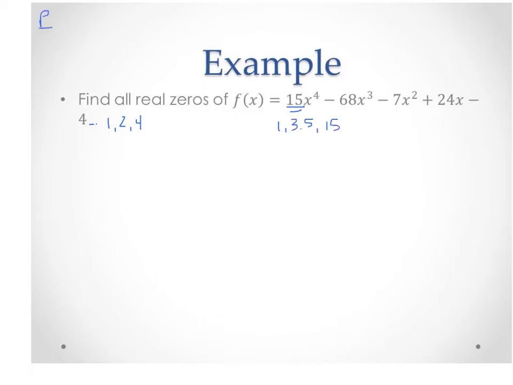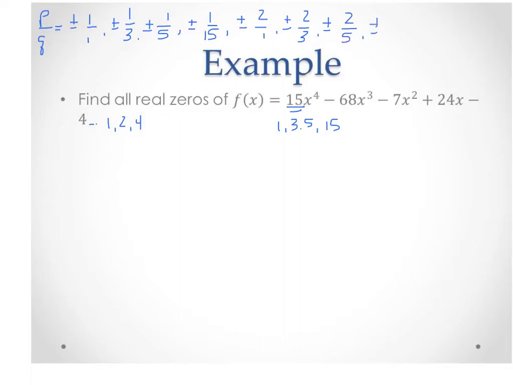So when you do p over q, you get plus or minus 1 over 1, plus or minus 1 over 3, plus or minus 1 over 5, plus or minus 1 over 15. So that is the 1 from the p over all 4 from the q. And then we get plus or minus 2 over 1, plus or minus 2 over 3, plus or minus 2 over 5, plus or minus 2 over 15. And then we get plus or minus 4 over 1, plus or minus 4 over 3, plus or minus 4 over 5, plus or minus 4 over 15.